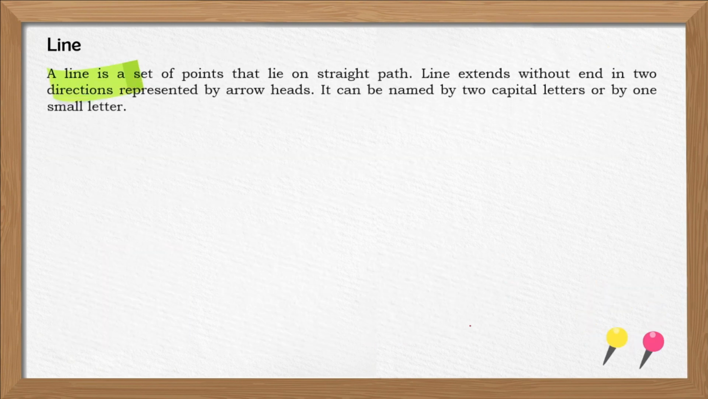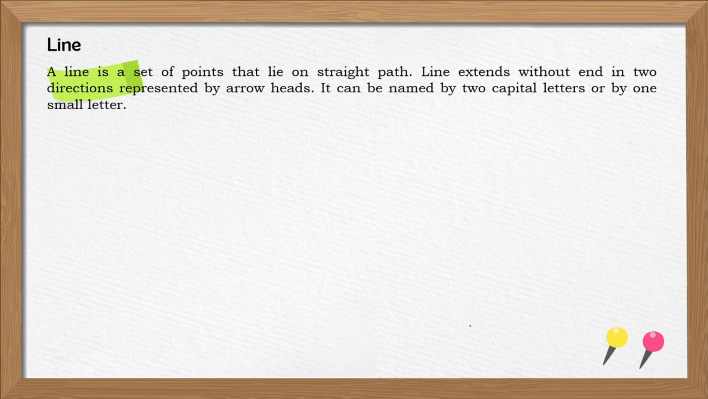Another one, we also have line. A line is a set of points that lie on a straight path. A line extends without end in two directions, represented by arrowheads. It can be named by two capital letters or by one small letter.